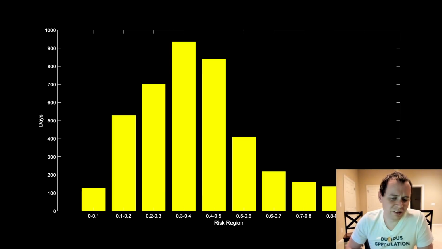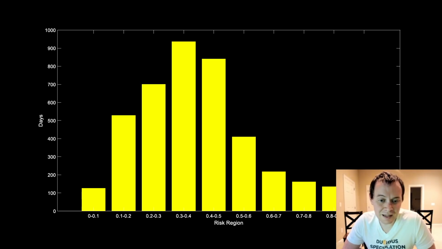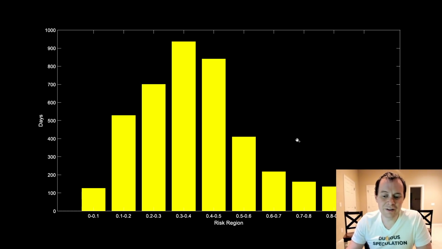So I thought this chart was interesting. This shows the number of days spent in each risk band. And it's interesting because it shows that we spend the most number of days in the 0.3 to 0.4 risk band. For the 0.4 to 0.5 risk band, we spend the second most days. And you can see that on either end, we spend the least amount of time. So we spend the least amount of time in the 0.9 to 1 risk band, and then the 0 to 0.1. So the extremes, we spend the least amount of time in, and generally that's the best time to be either buying or selling, depending on, buying over here, selling over here.